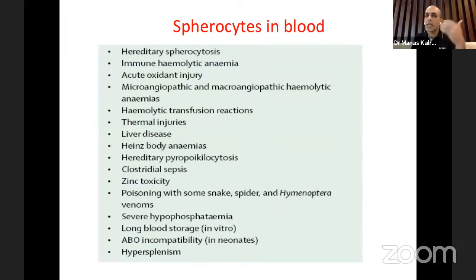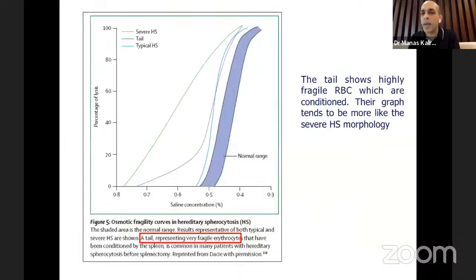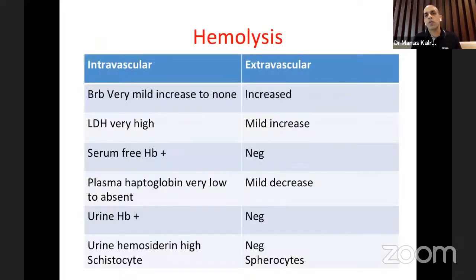So spherocytes can be seen in many conditions, but MCHC is important, MCV is important, retic count is very important, and these will help you make a diagnosis. And obviously, a good history, a peripheral smear, and incubated osmotic fragility are important. In Gangaram Hospital, we regularly do the EMA dye binding test along with incubated osmotic fragility, and we are able to clinch the diagnosis of hereditary spherocytosis in most of our patients.